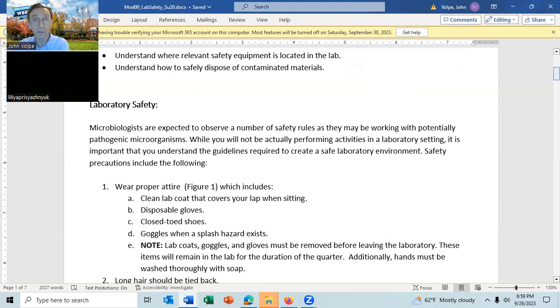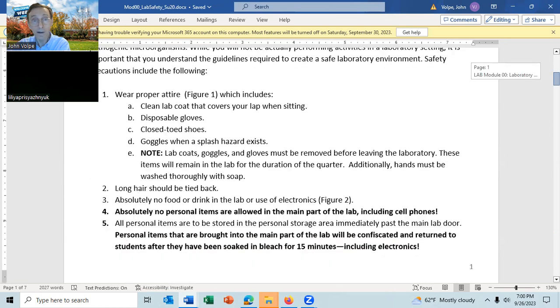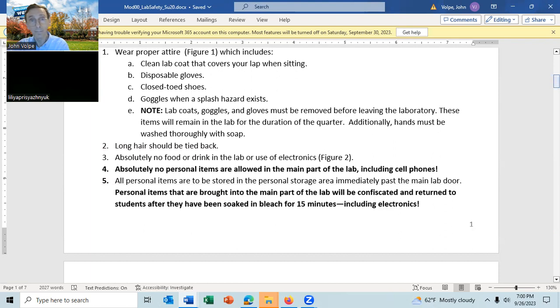You are expected to observe a number of safety rules while you're working with pathogenic microorganisms in a microbiology lab. You're not actually going to be performing any of these because we're not going to go into the lab, but it is important for you to understand the guidelines which are required to create a safe laboratory environment. Safety includes wearing proper attire, such as a clean lab coat, disposable gloves, closed-toed shoes, and goggles when you're working with a splash hazard.